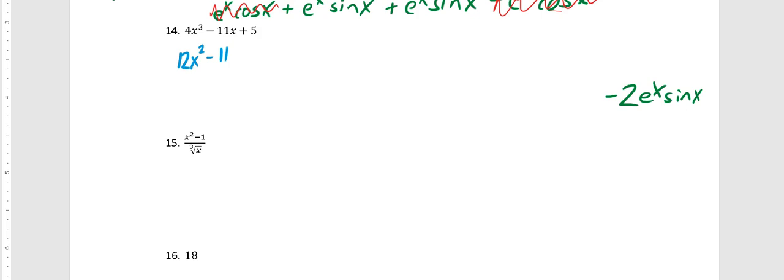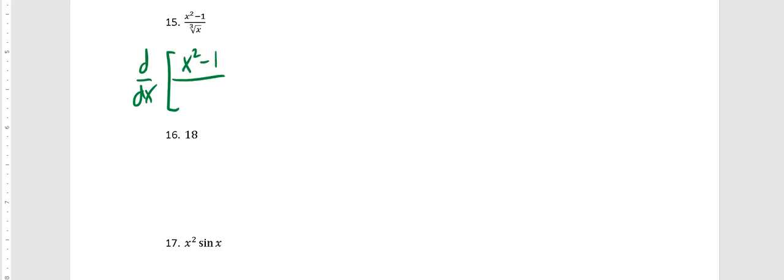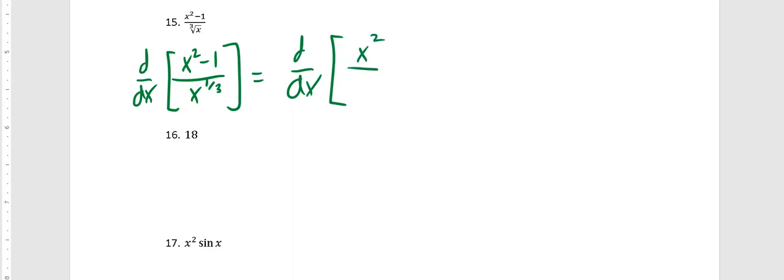Number 15, if you do... Am I able to scroll now? Oh, come on, there we go. Number 15, if you do quotient rule, you're not wrong, but you're also kind of wasting your time. We're doing derivative of x squared minus 1 over x to the 1/3. That means I'm doing derivative of, I could distribute the denominator to both things. I could do x squared over x to the 1/3 minus 1 over x to the 1/3.